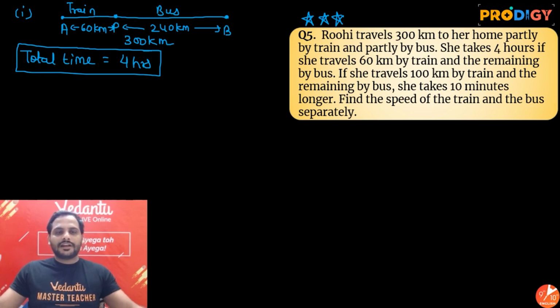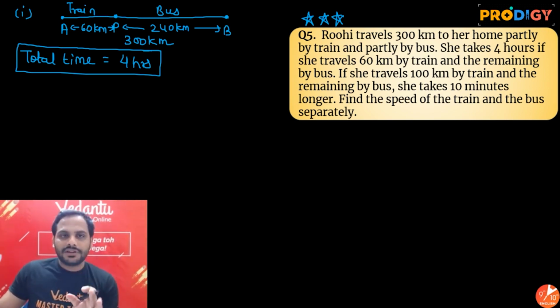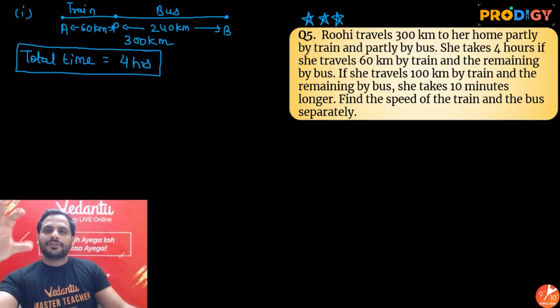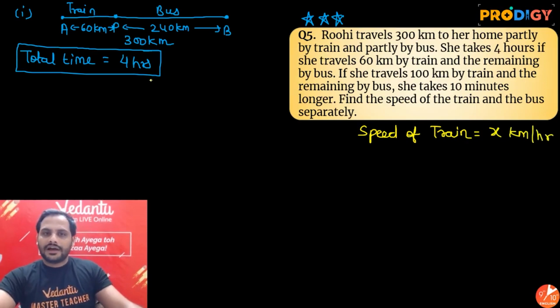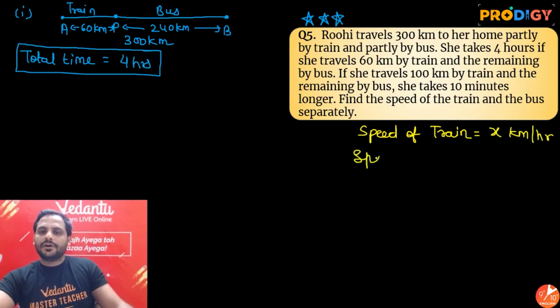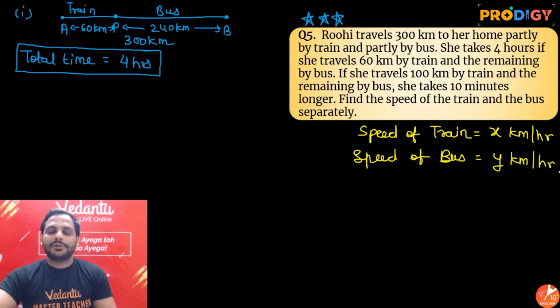So obviously, guys, in this question the major important thing is what is the speed of the train and what is the speed of the bus. Once we get to know the speed of the train and the speed of the bus, the question will be very easy for us. So let's take the speed of the train as x kilometers per hour. Yes or no? Kilometers, hours, है ना. And the speed of the bus, let's take it as y kilometers per hour.